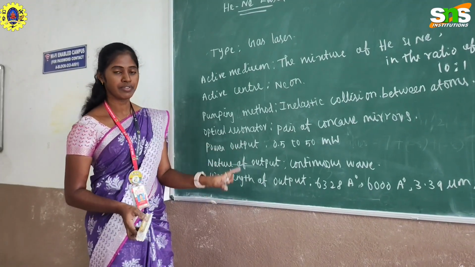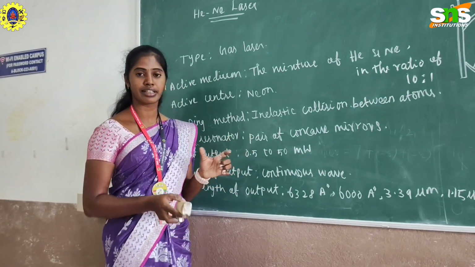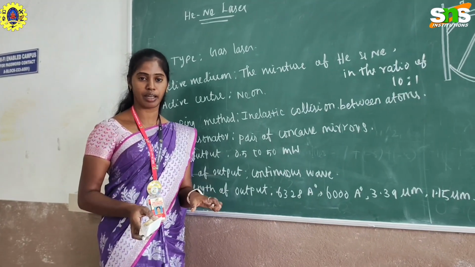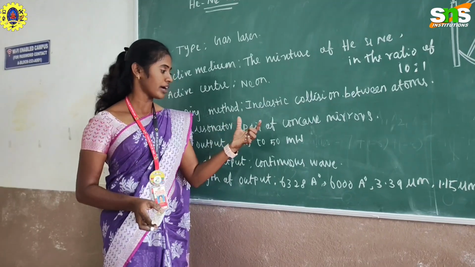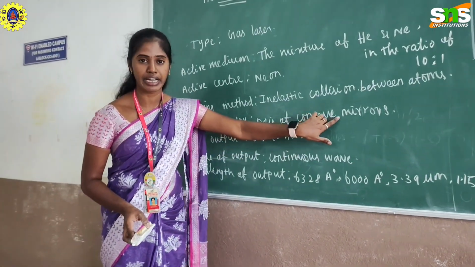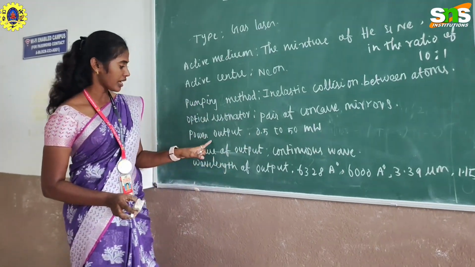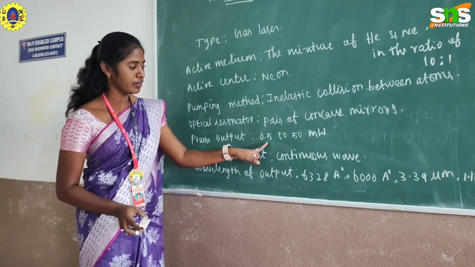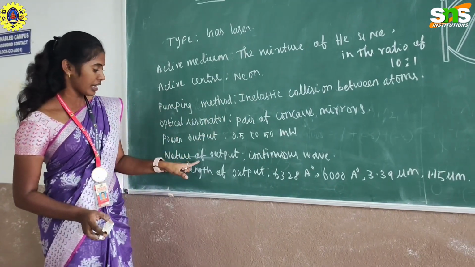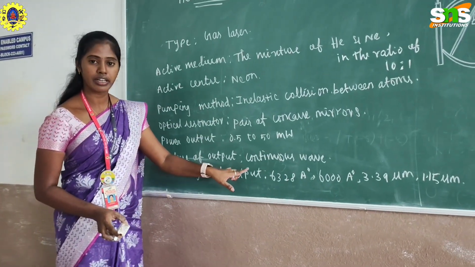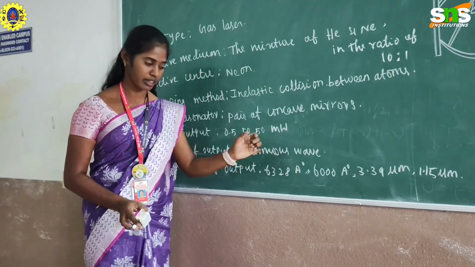Then optical resonator, which we already discussed in the basic parameters. Optical resonator is a pair of two mirrors, one fully reflecting mirror and another partially reflecting mirror. Here we use a pair of concave mirrors as the optical resonator. The power output is 0.5 to 50 milliwatt. The next one is the nature of the output. In helium neon laser we get a continuous waveform output.